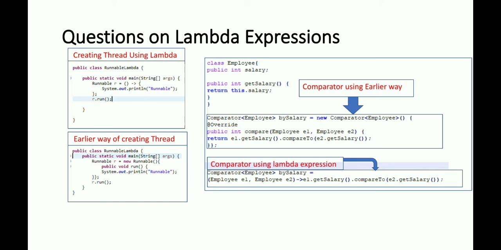Similarly, a question can be asked like how to use comparator using lambda expression. If we are using lambda expression in the comparator, it reduces the lines of code. It just makes the code concise and it becomes more readable. So let's move to some more examples.